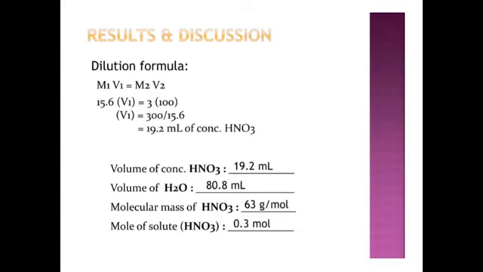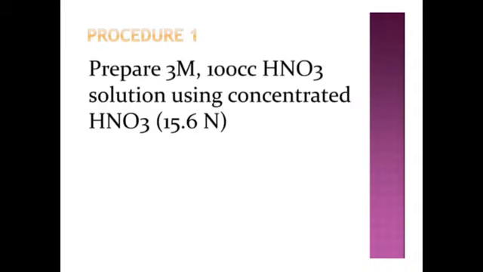Now, if you go back to the question, it says 3 molar. So the final one is 3 molar because you have to prepare 3 molar. So that's your M2 is 3 molar, and then your V2 is 100 centimeter cube. Now you are to use conc H2SO4 that is 15.6 normal, and then in the last video we mentioned that normality is equal to molarity multiplied by basicity.